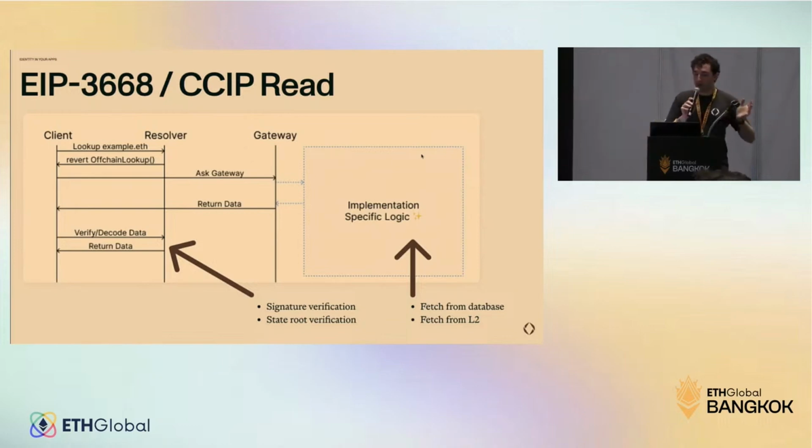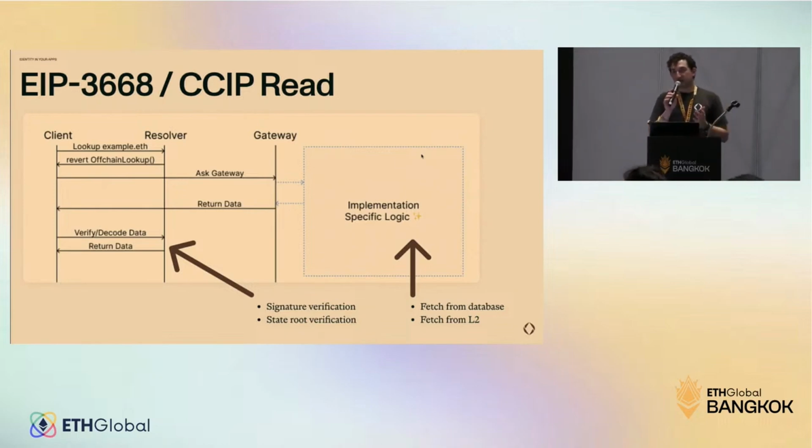Right? I want to look up example.eth. I ask the resolver, what is the ETH address of example.eth? And it reverts with this off-chain lookup that basically tells MetaMask, in this example, to ask the same question to this gateway. And then the gateway will return some data that it gets from an off-chain data source. That off-chain data source can really do anything. It can fetch from a database, it can fetch from a layer 2 network, and it is really implementation specific. So whatever you want to do is possible with this architecture. And then the cool part is that in this callback function, where you see the verify decode data, it will actually verify the data that the gateway returns.